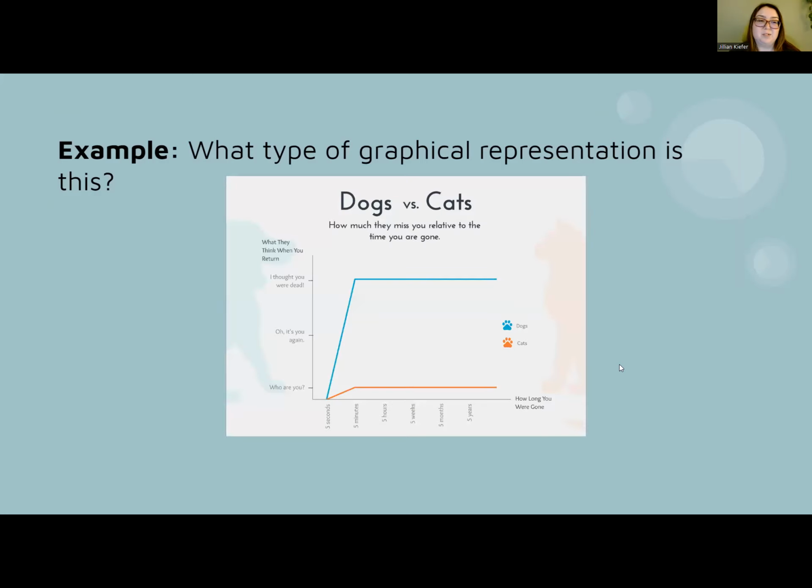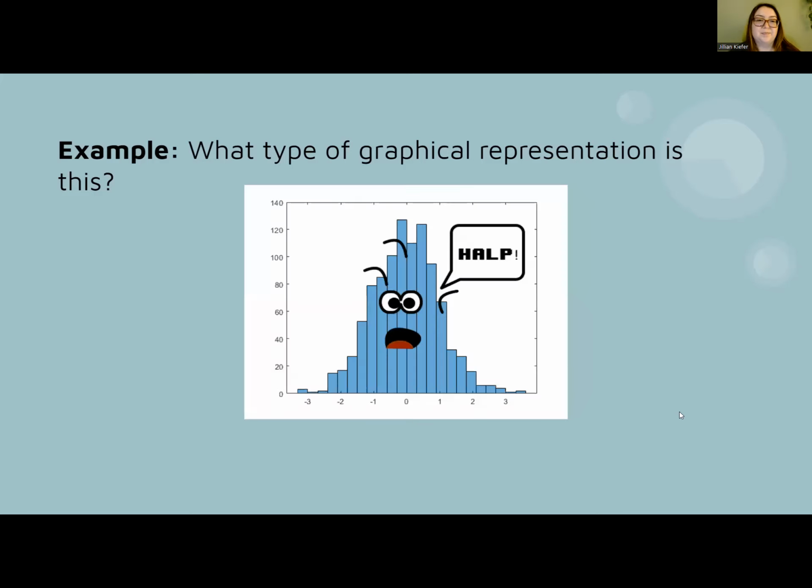Then we have, what type of graphical representation is this? Dogs versus cats, how much they miss you relative to the time you're gone. So dogs, it's very quickly, who are you? Oh, it's you again. Oh my gosh, I thought you were dead. And it's pretty much like that after about 5 minutes. So anytime you're gone longer than 5 minutes, they are so scared that you left them forever. And cats, no matter how long you're gone, it's always just, who are you? So in this case, this would be a time series graph. We have a time that is listed, and then we have different results based on those times.